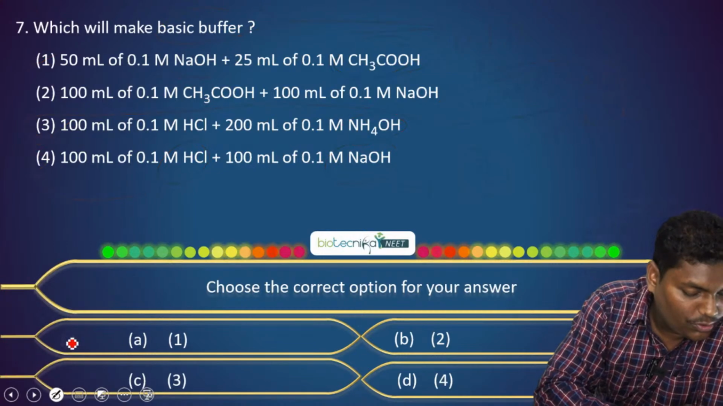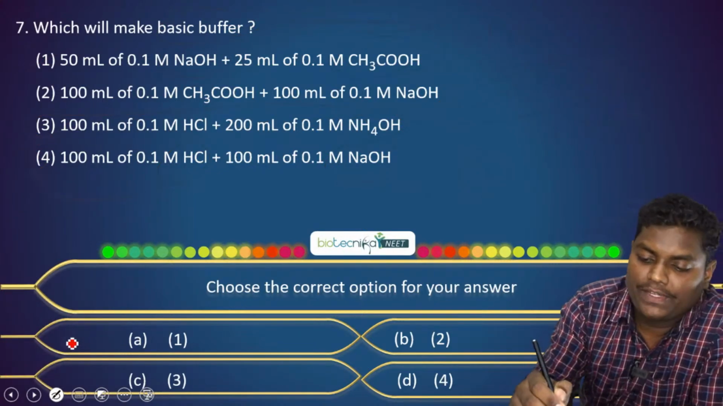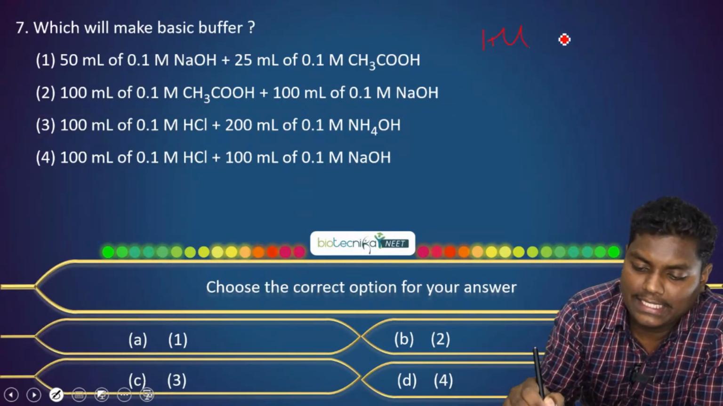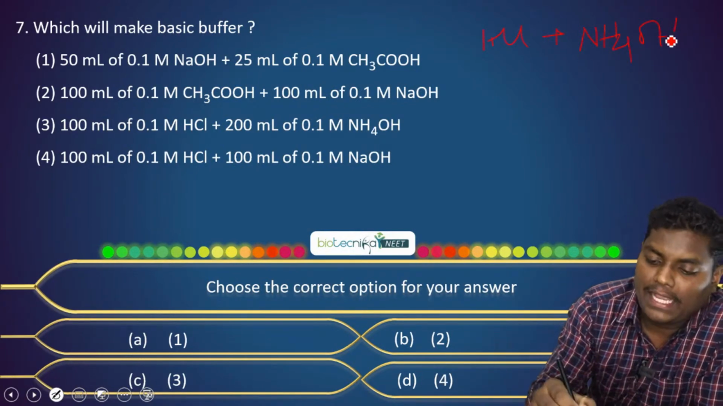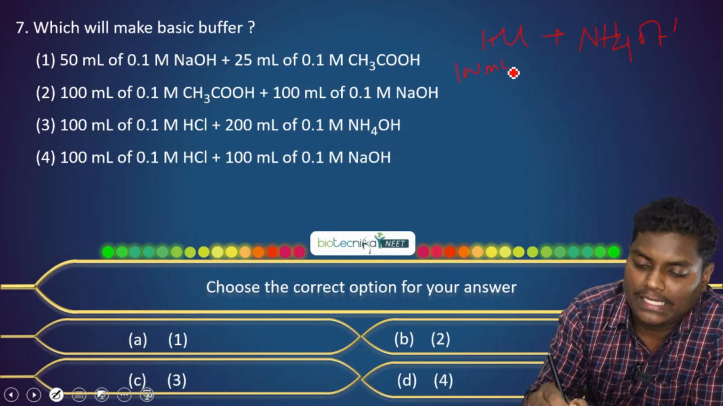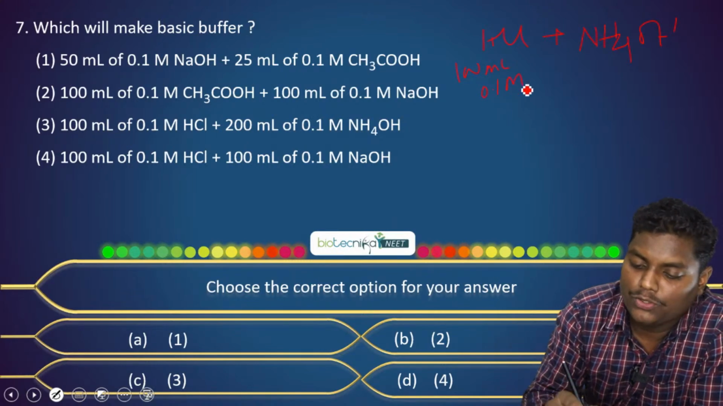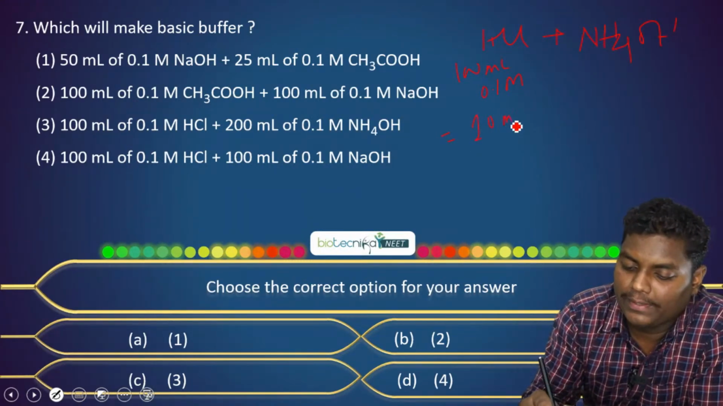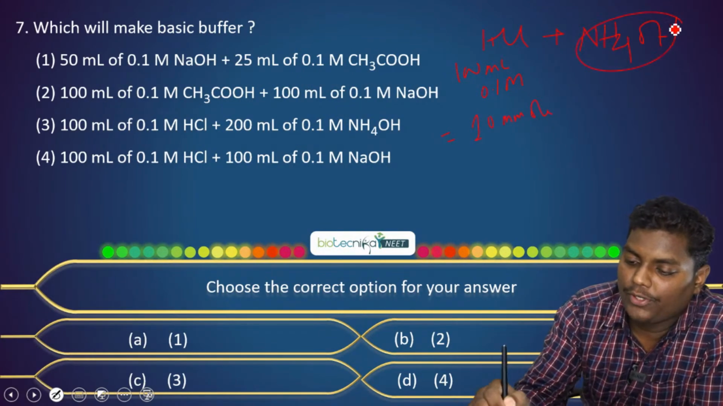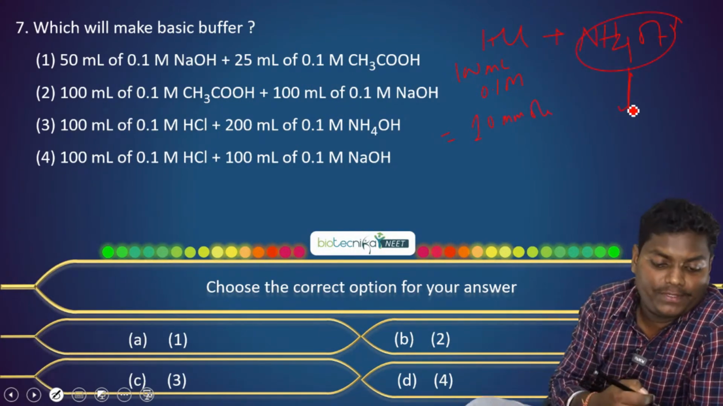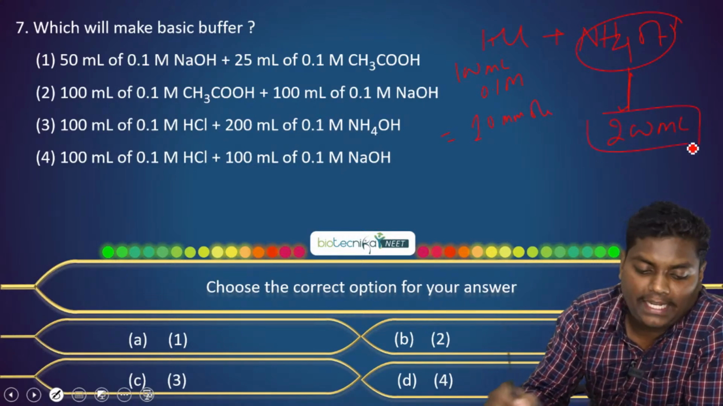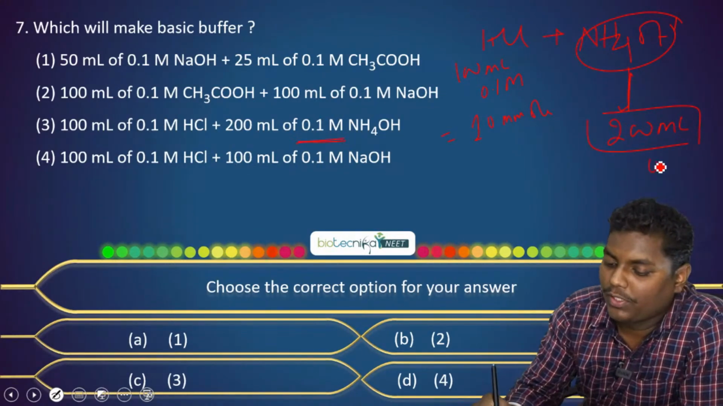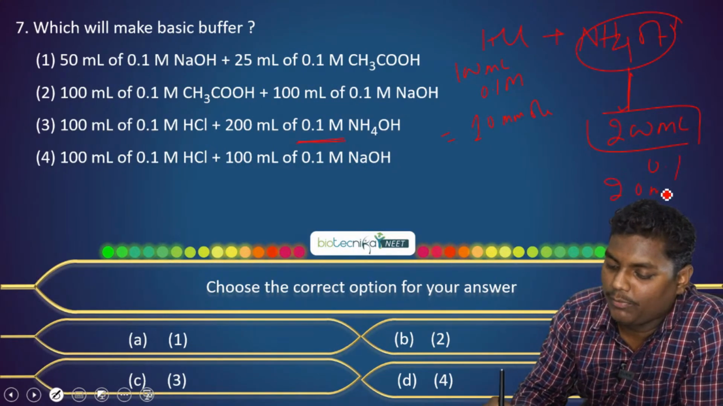You can solve and check this. We have HCl plus ammonium hydroxide. We have 100 ml of HCl of 0.1 molar, so we get 10 millimole. From ammonium hydroxide, we have 200 ml of 0.1 molar, so it will be 20 millimole.